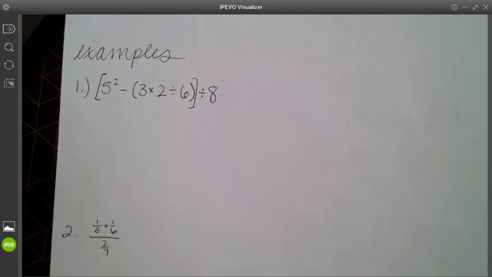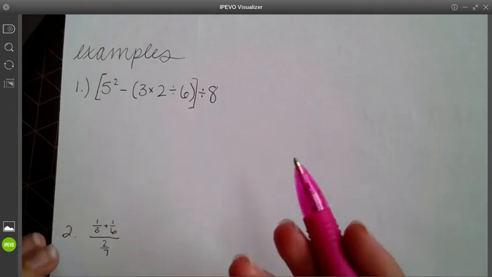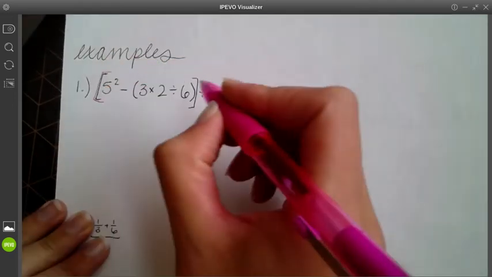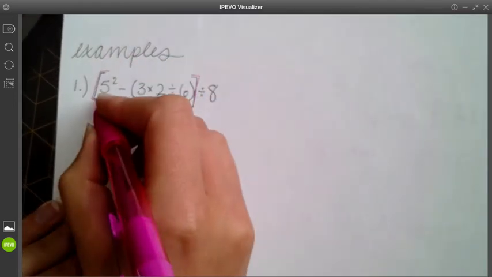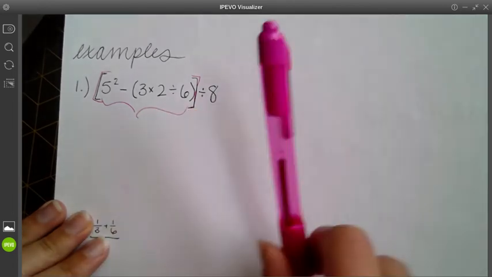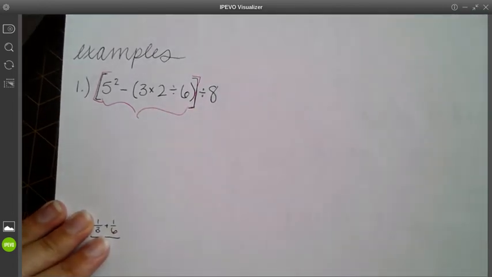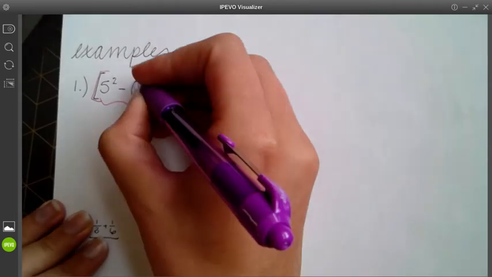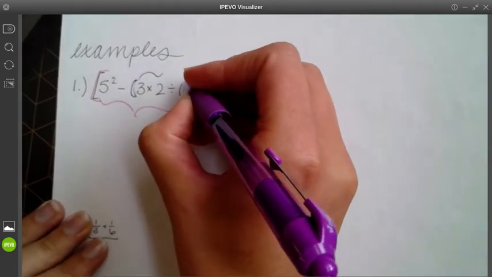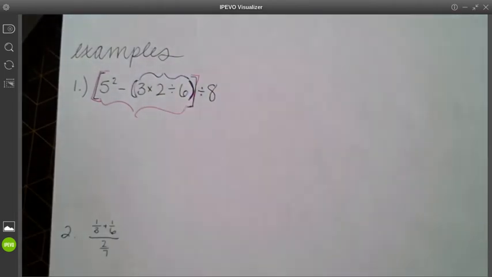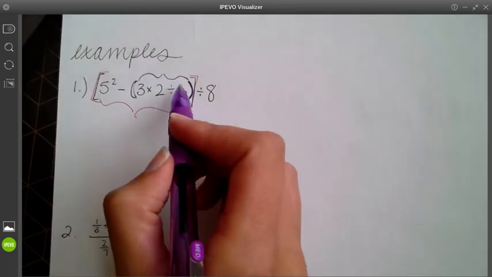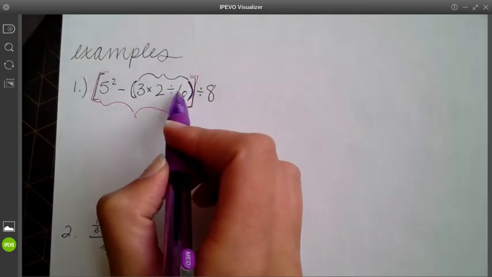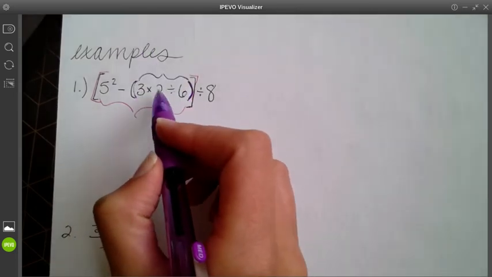All right, so first we look for grouping symbols. I got a grouping symbol right here, so I'm going to focus on this part. Okay, so in there I have another set of grouping symbols, right? So I need to focus on that part now. We just keep getting smaller and smaller. All right, in here there are no other grouping symbols, so we can just focus on what's in here. 3 times 2 divided by 6.